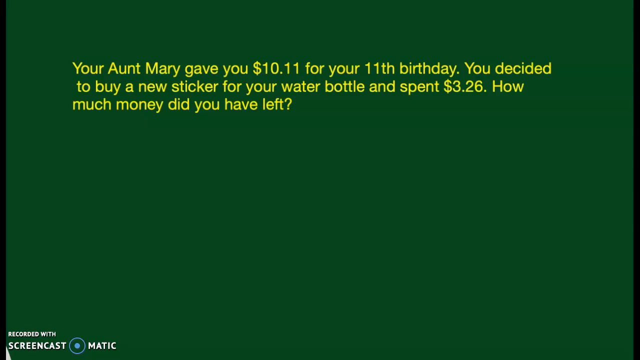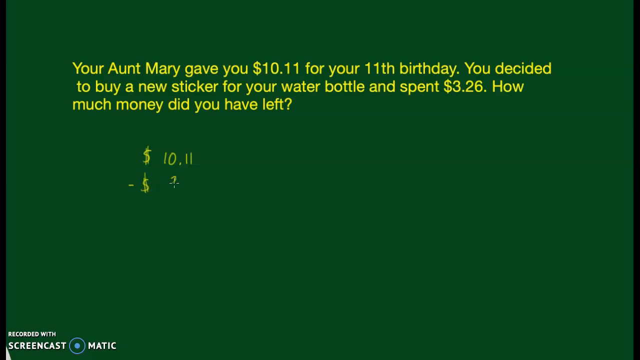Okay, our second problem here is your Aunt Mary gave you $10.11 for your 11th birthday. You decided to buy a new sticker for your water bottle and spent $3.26. How much money did you have left? So start with our dollar sign, $10.11. Now what are we going to do with the other number? Well, $10.11 is our starting point, and we got rid of $3.26. So that's going to be a subtraction problem.